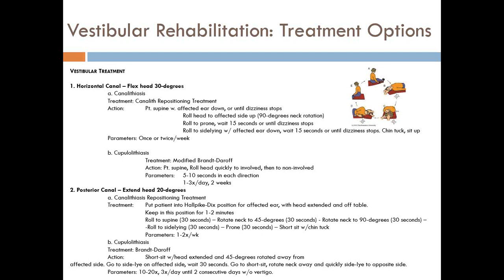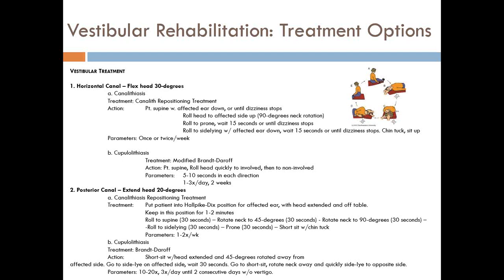Okay, so we've treated the horizontal canal. Now we're noticing there's a deficit in the posterior canal based on our testing. For testing the posterior canal, we're doing the Dix Hall Pike. Okay, we're going to turn to one side, lean the patient back, and we've noticed that there's a deficit in the posterior canal. So we're going to extend the head by 20 degrees, and using the canalith repositioning treatment, we're putting the patient into Dix Hall Pike or Hall Pike Dix position for the affected ear with the head extended and off the table.